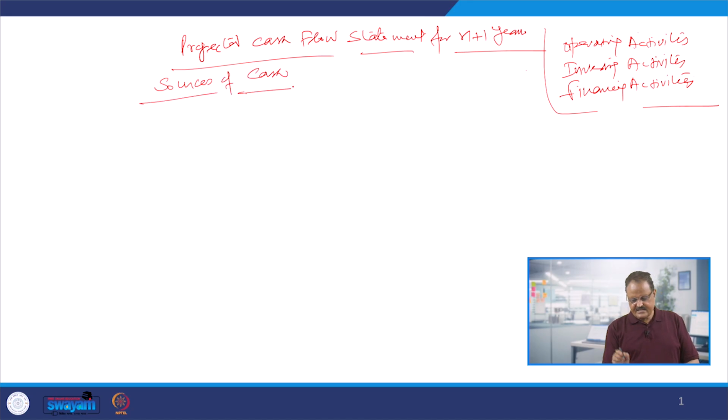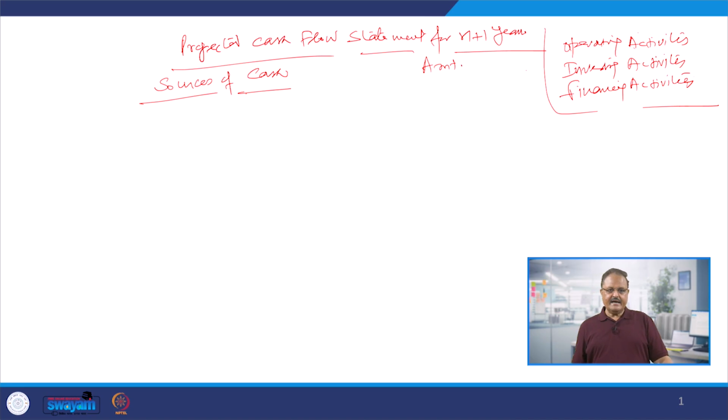Sources of cash means where the cash has come from, and here we are going to write the amount. We will take the information partly from the profit and loss account and partly from the balance sheet which is given to us, and partly from the additional information which is given to us in the third set of information.